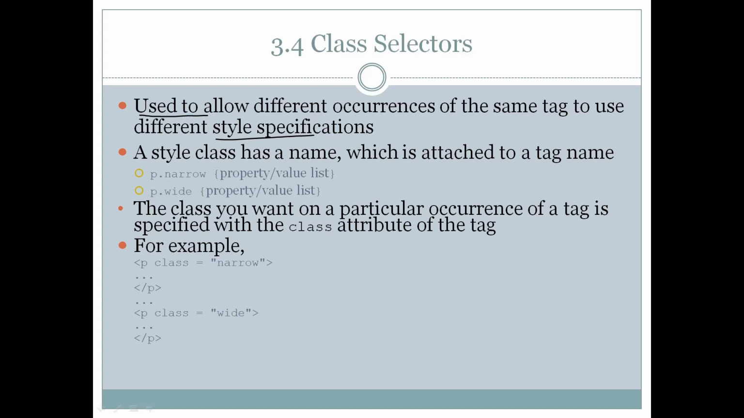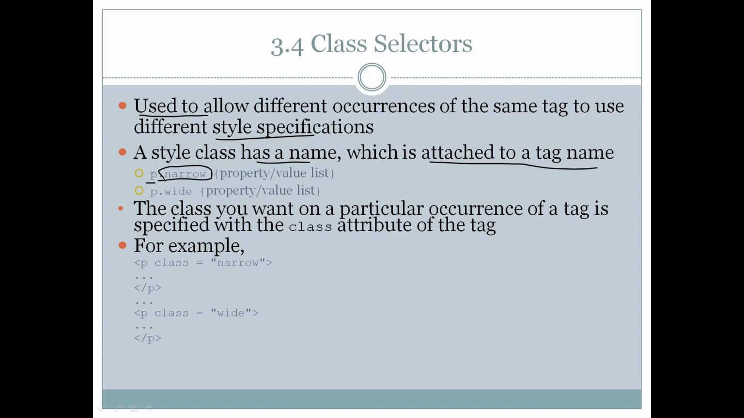A style class has a name which is attached to a tag name. For example, you can create a class like this. The tag name to which you want to apply the class, say I want to apply it to the paragraph tag, so I'll say p dot narrow. So narrow here is a class name. A class name can be any name you like. There has to be a dot in between the tag name and the class name.